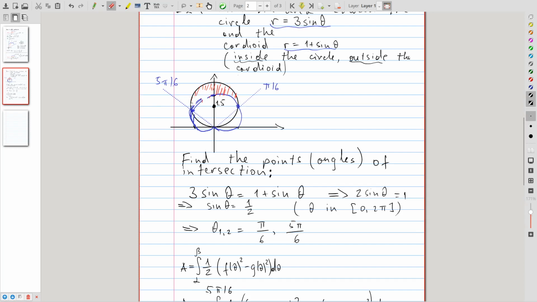Let's exploit this symmetry. So we can compute only the area contained in the right half of our region, and then just double it. So we'll go ahead and only evaluate the area of this part and then multiply it by 2, which means we'll integrate over thetas between pi over 6 and this direction, which corresponds to pi over 2.